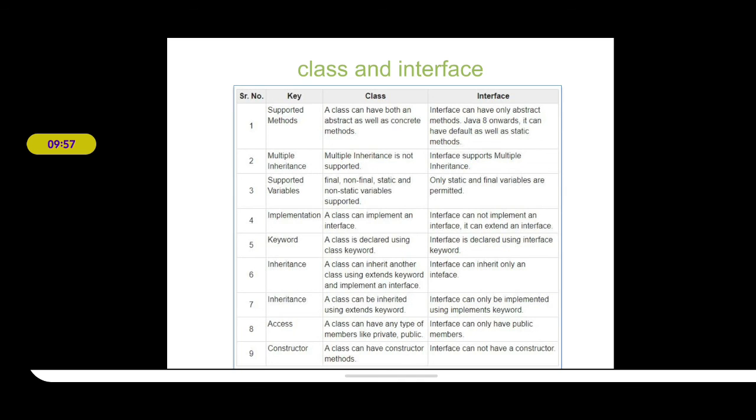A class can have any type of members like private, protected or public. An interface can only have public members. A class can have constructor methods, but an interface cannot have a constructor.